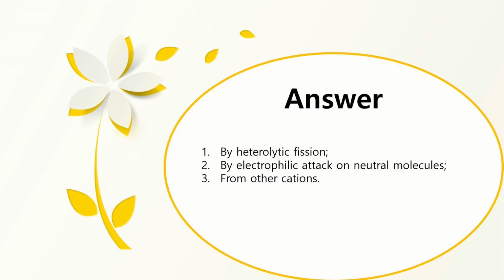So if you recalled, by heterolytic fission, that's the first way that we looked at. By electrophilic attack on neutral molecules, and then the third way that we looked at was from other carbocations. You know, we looked at the diazonium ion, right? So what would help you to remember also is to write the examples of these reactions.